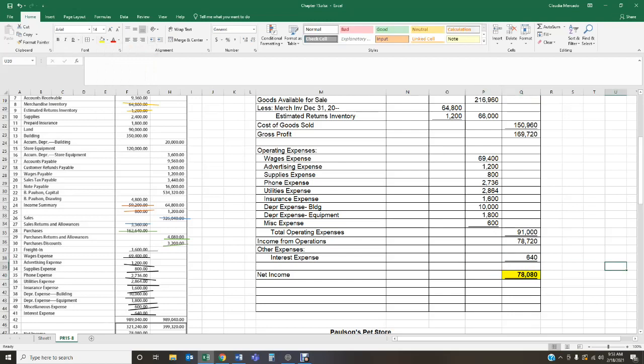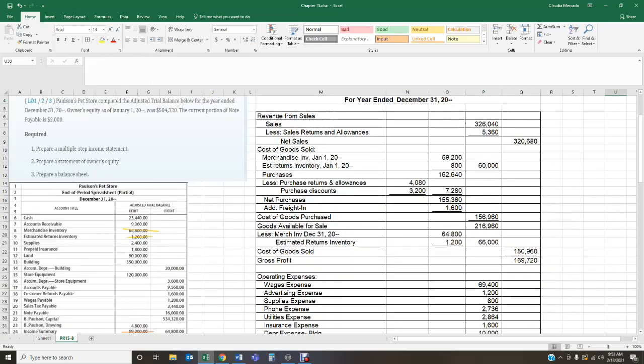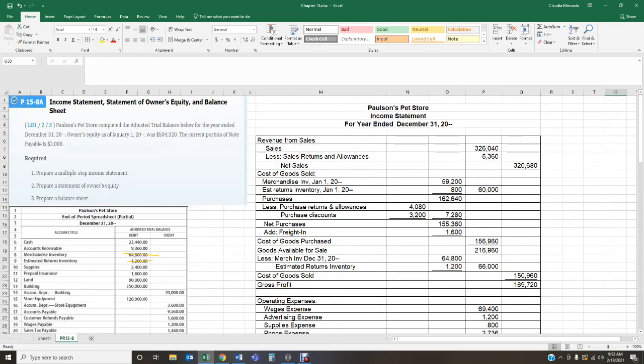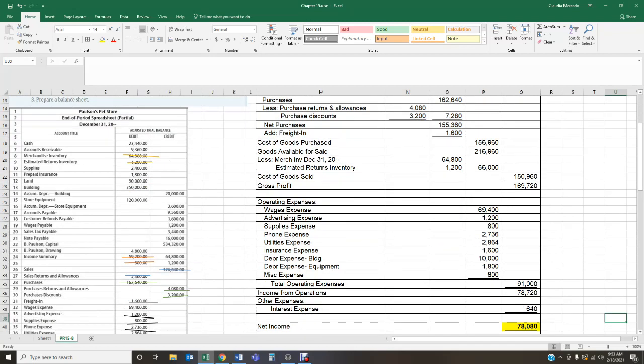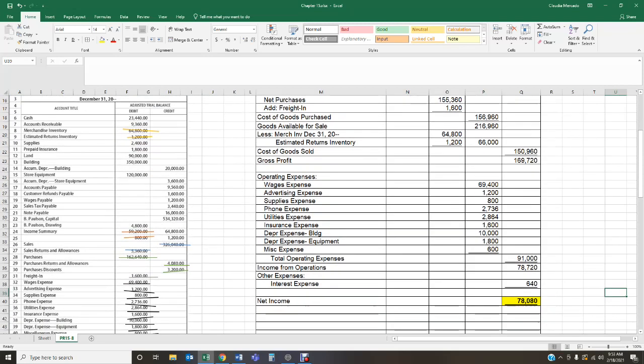Okay. So if you notice, this multiple step income statement is long. There's a lot of things that we have to incorporate. We have to incorporate, first of all, of course, our revenues, which is where we generated our sales. And then we have to figure out our cost of goods sold section to be able to calculate our gross profit. We deduct all of our operating expenses. And then after that, we deduct our other expenses to be able to generate our net income figure. Okay?